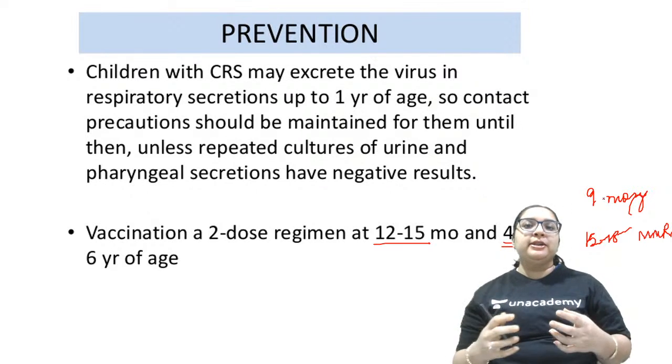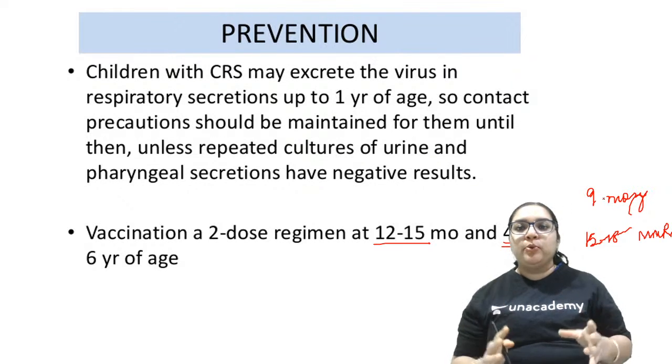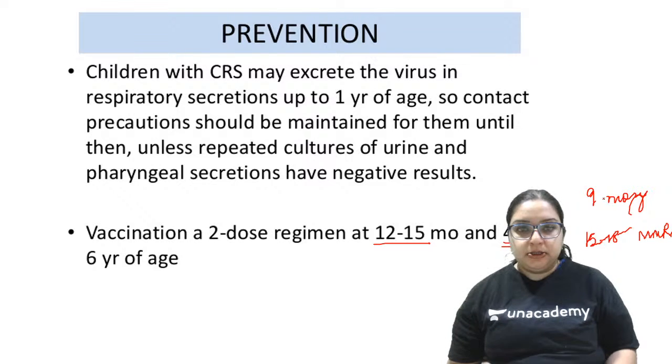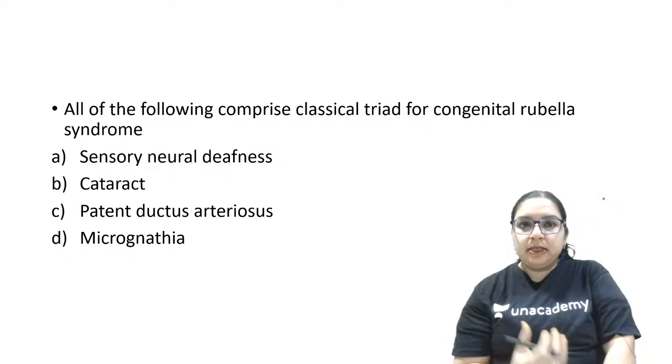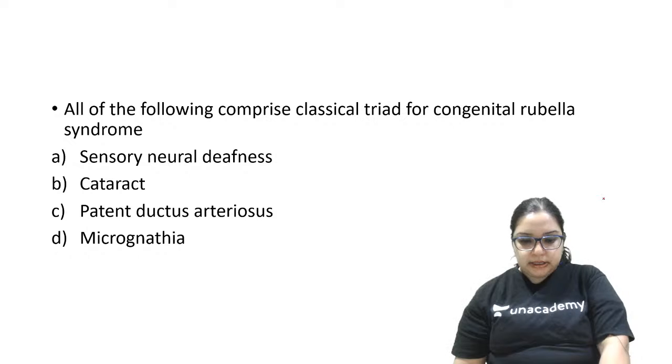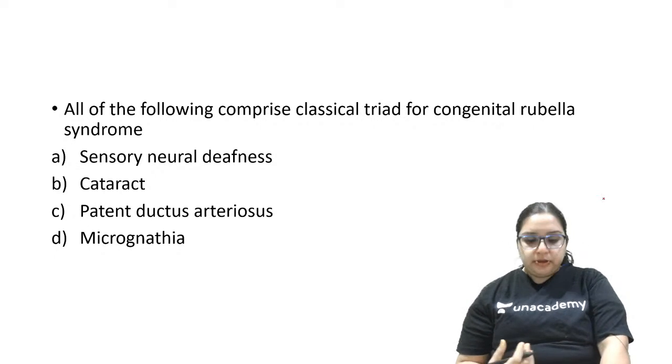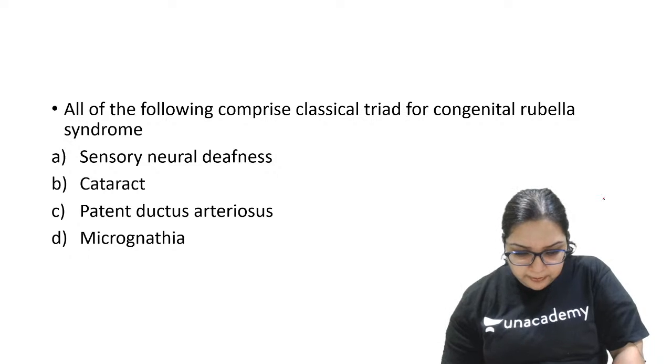So the most important thing that you would tell the parents is that up to 1 year of age you have to have these contact precautions. Okay, so these are some basic things about congenital rubella syndrome which you all are supposed to know. Now let's solve some interesting MCQs.